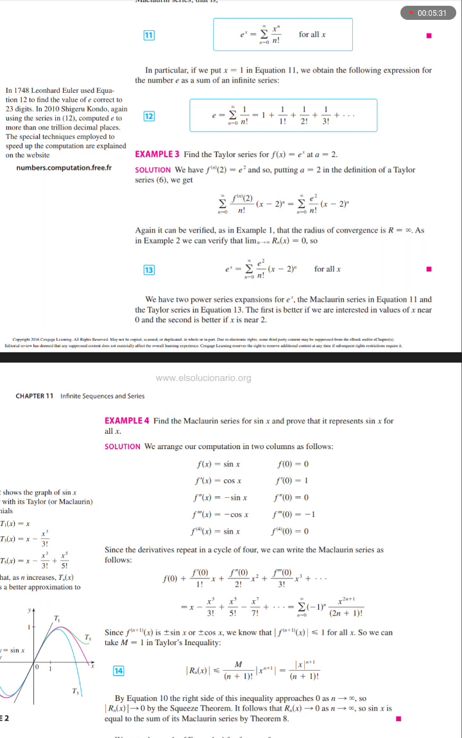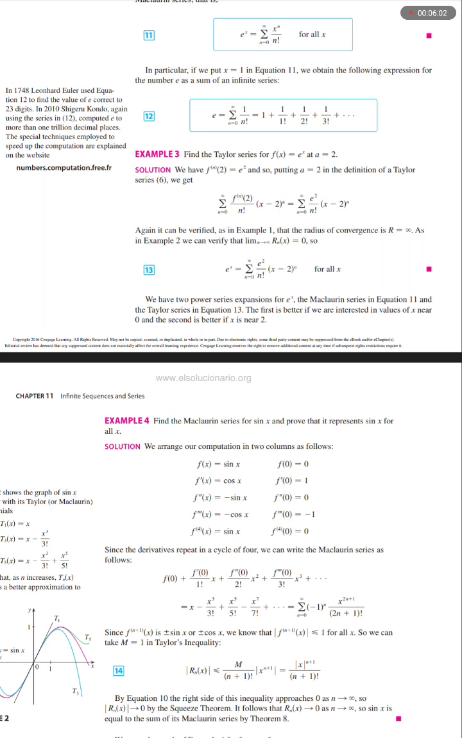As in example 2, we can verify that the limit as n approaches infinity of R_n(x) equals 0. So, equation 13: e^x equals the sum from n equals 0 to infinity of e^2 over n! times (x minus 2)^n for all x.